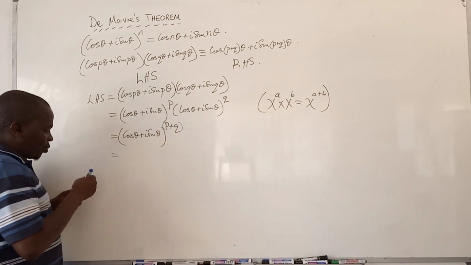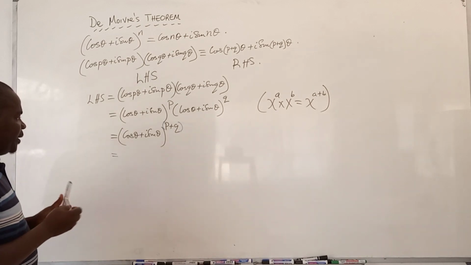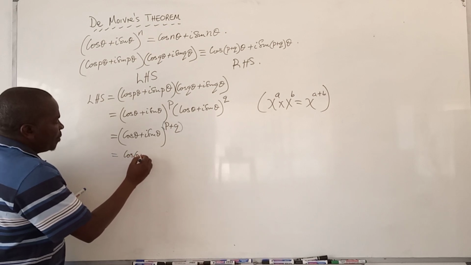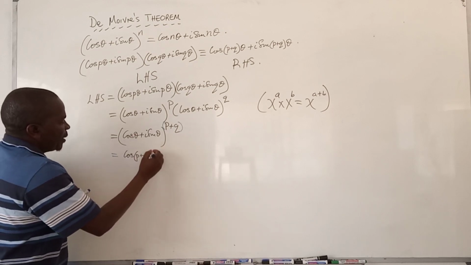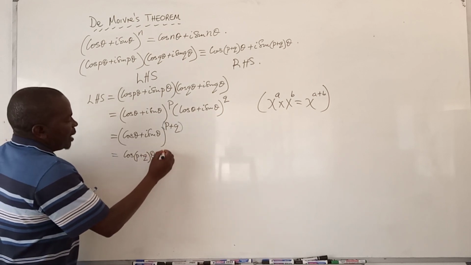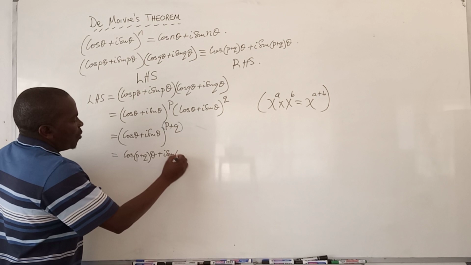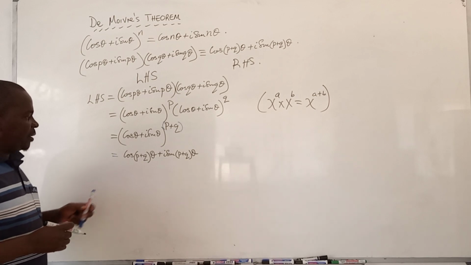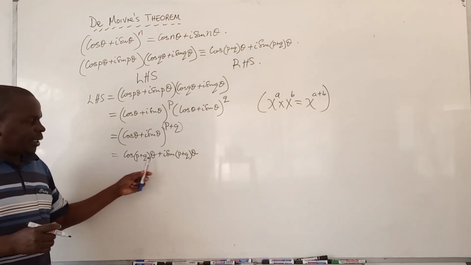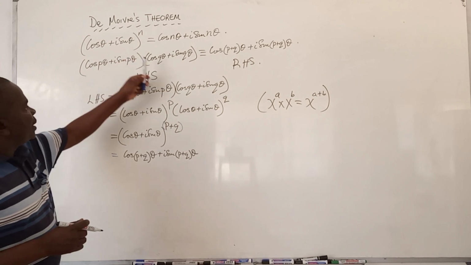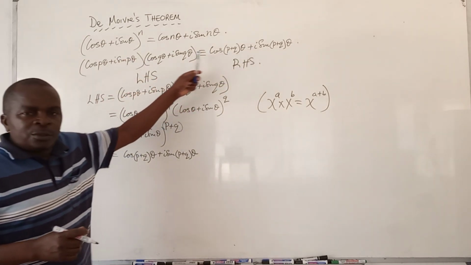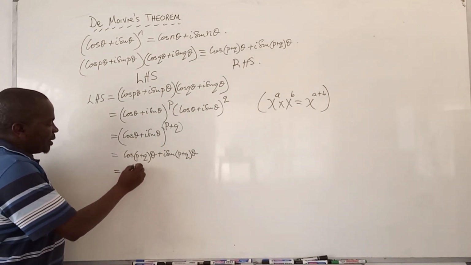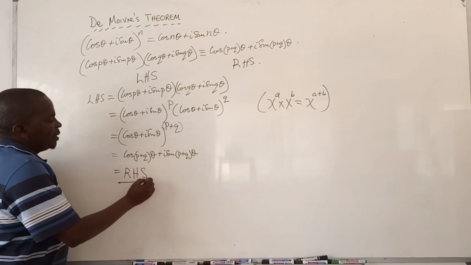So our next line is going to be cos of (p plus q) multiplied by the angle, plus i sine of (p plus q) multiplied by the angle. This expression, if you check properly, is now equivalent to the right-hand side of what we want to prove. Therefore, we can conclude that this is equal to our right-hand side.